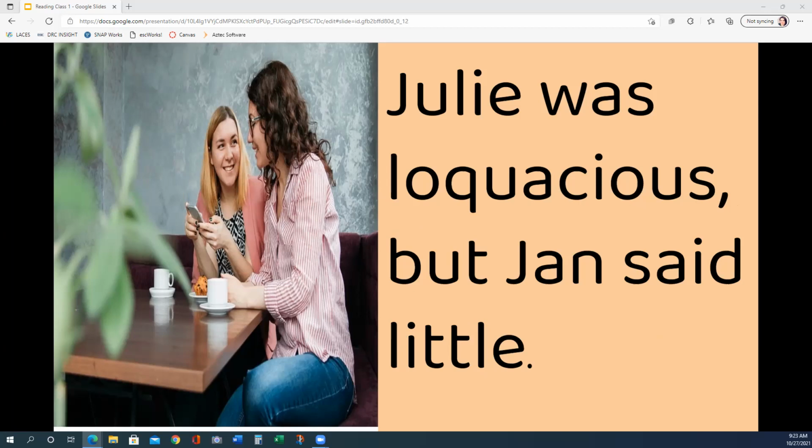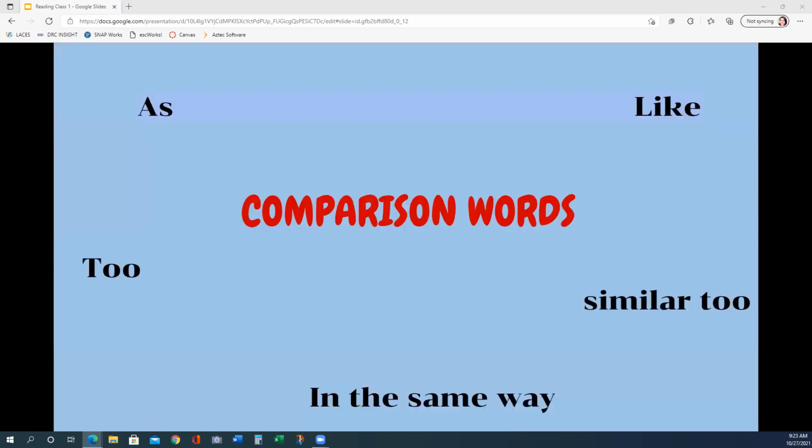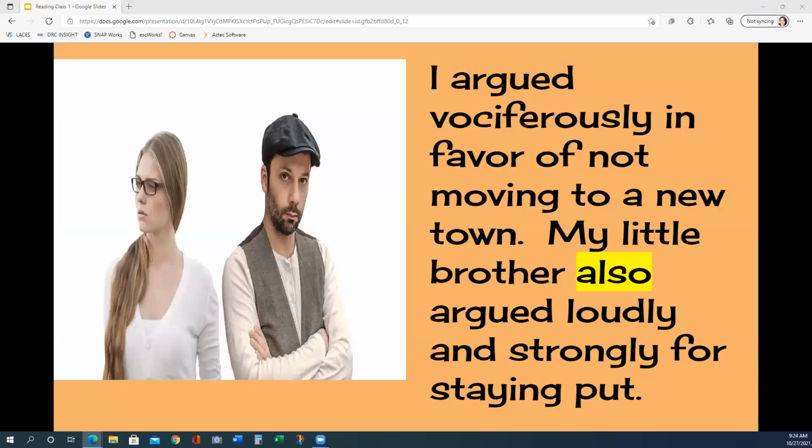Okay, let's see. Another clue we need to watch for is comparisons. So we need to look for words like as, like, to, or statements like similar to or in the same way. These are comparison words. So if you're reading and you see some of these words, it means they are comparing things.